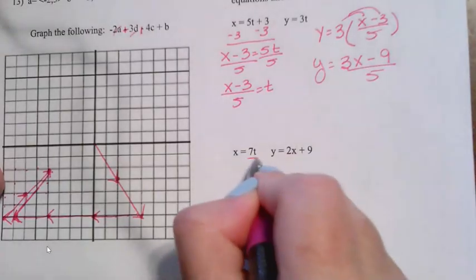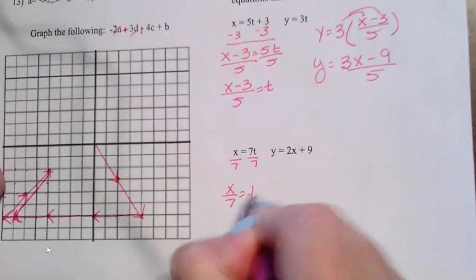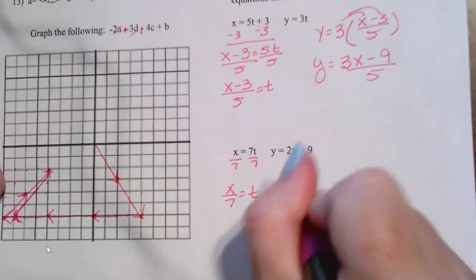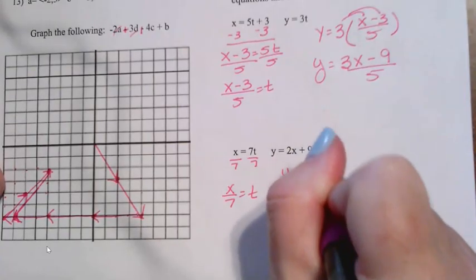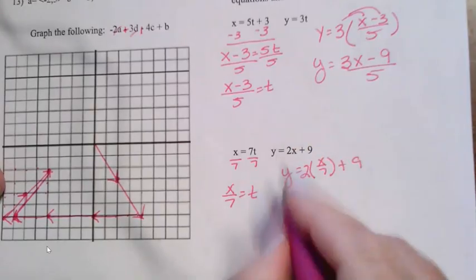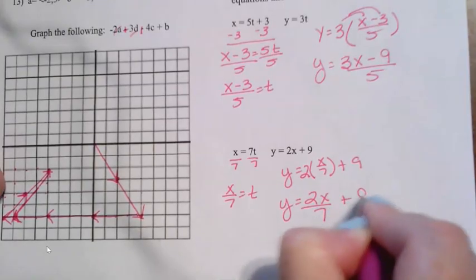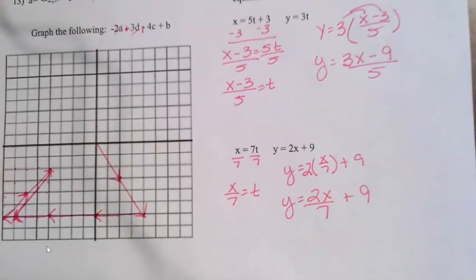Last but not least here, divide by 7. So x over 7 equals t. Now we're going to substitute that. Oops, I forgot my 2 over 7 plus 9. So y equals 2x over 7 plus 9. And then you are done.